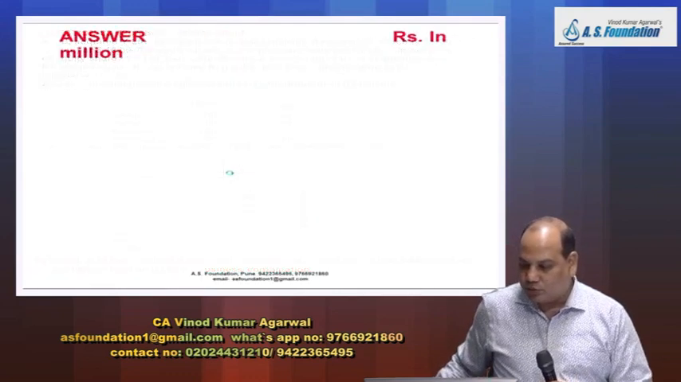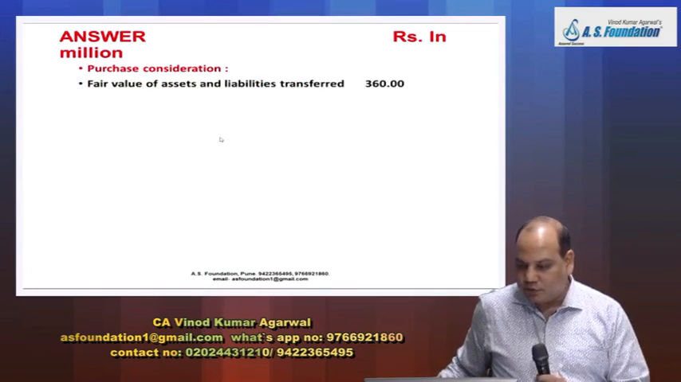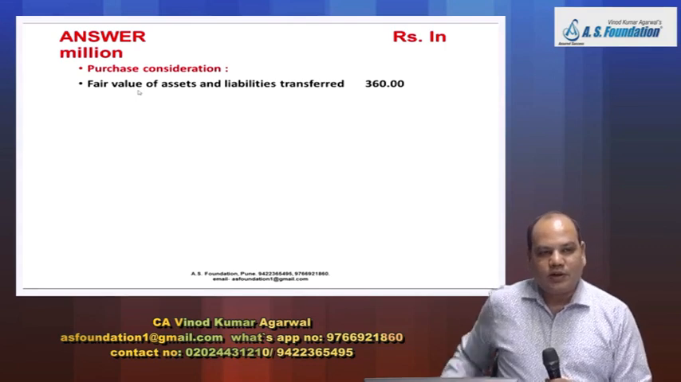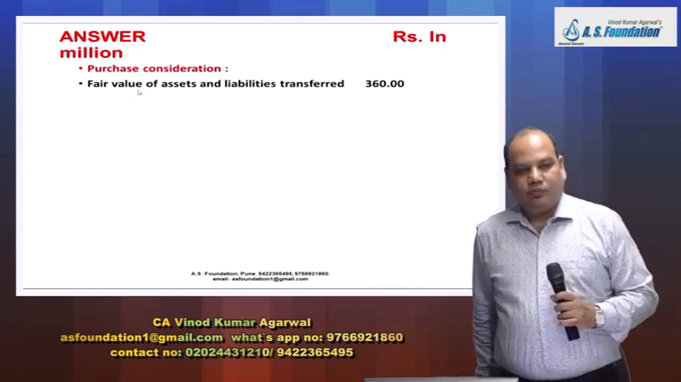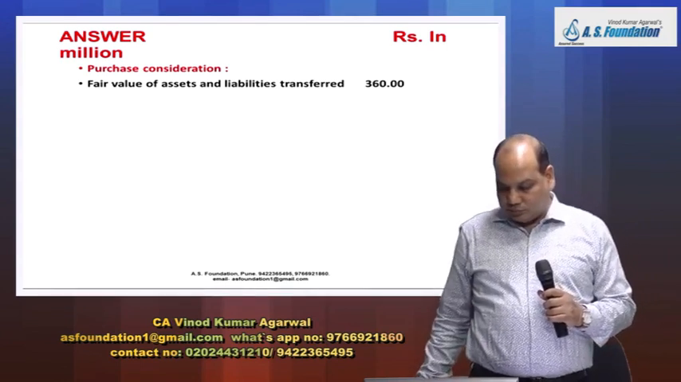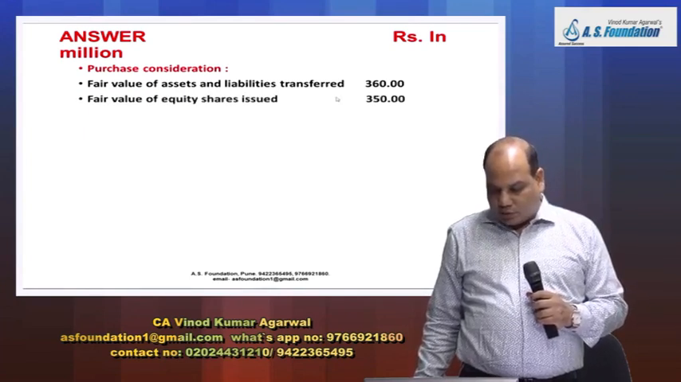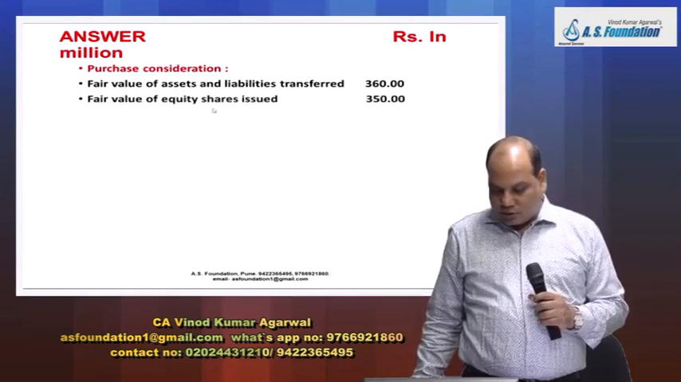So one working note first you prepare. Right hand side, figures in rupees in million. First write point A, consideration. Under consideration write Roman 1, fair value of the assets and liabilities transferred, 360.